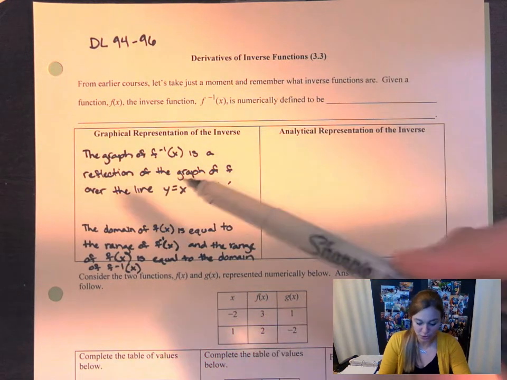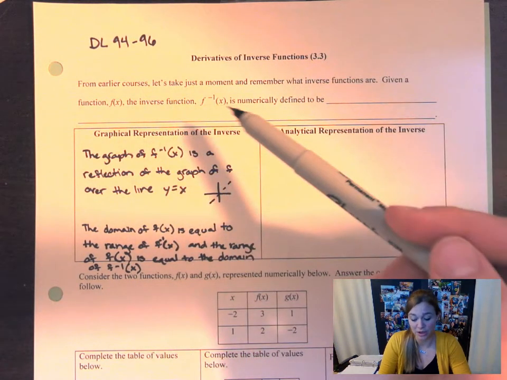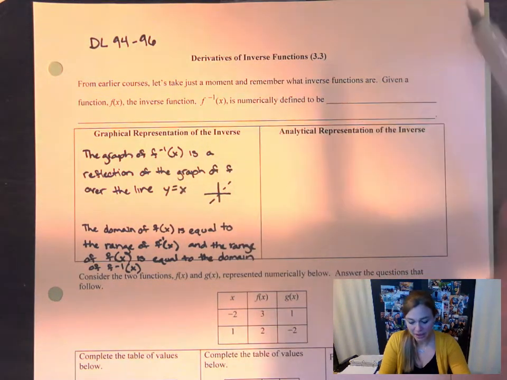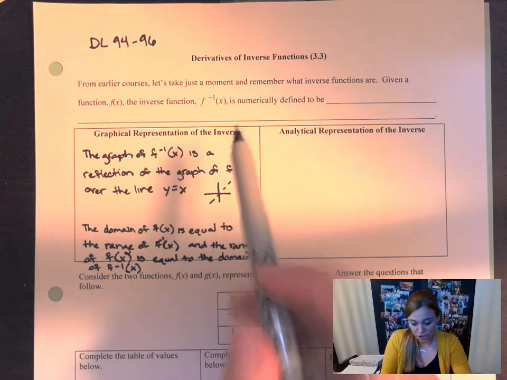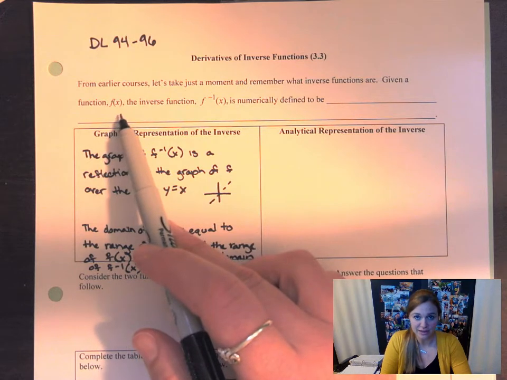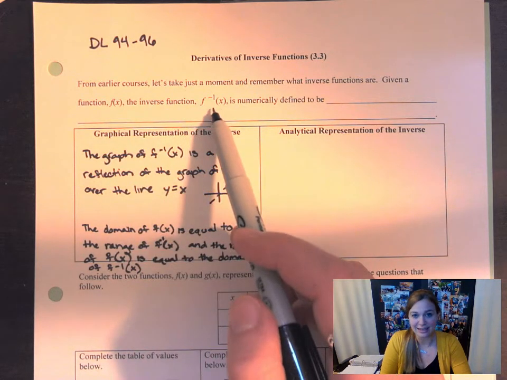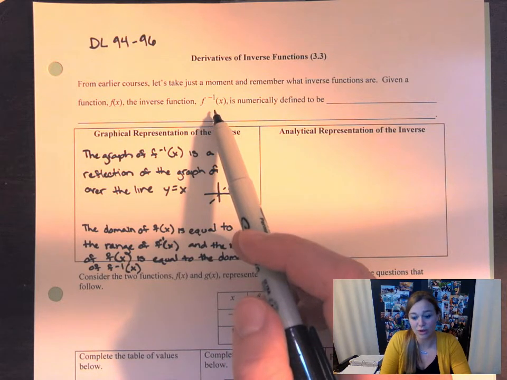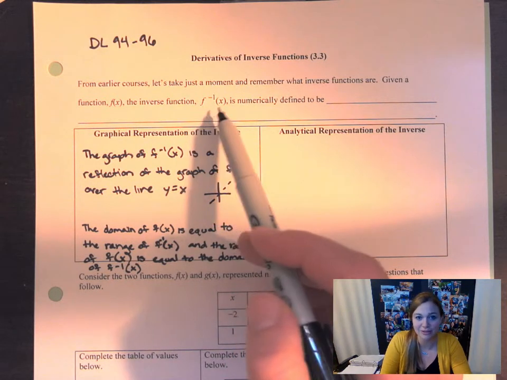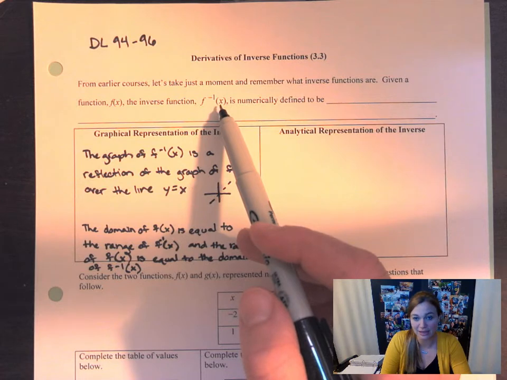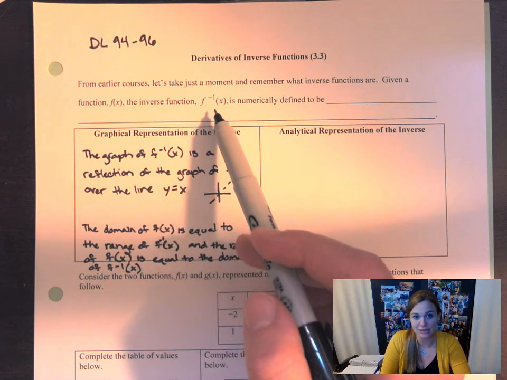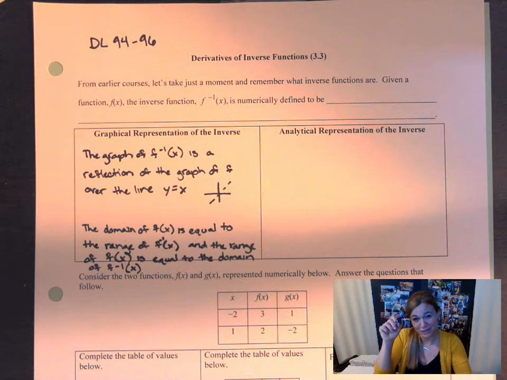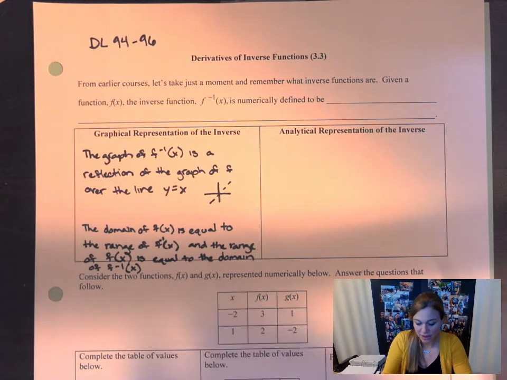In previous courses, including even Algebra 1, you would have learned about inverse functions. For the function f of x, f inverse looks like this. This does not mean that f of x has an exponent of -1. This is just the way we denote f inverse. It looks like f raised to the negative first power, even though it's not at all. It's just f inverse.